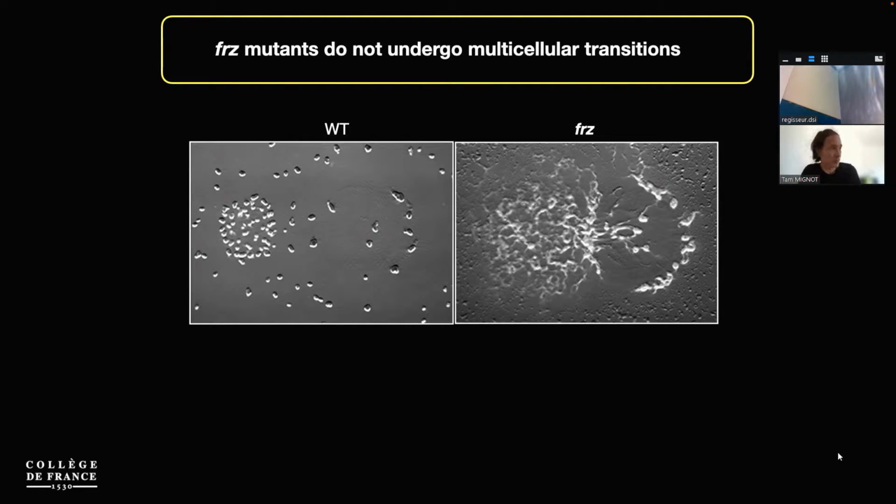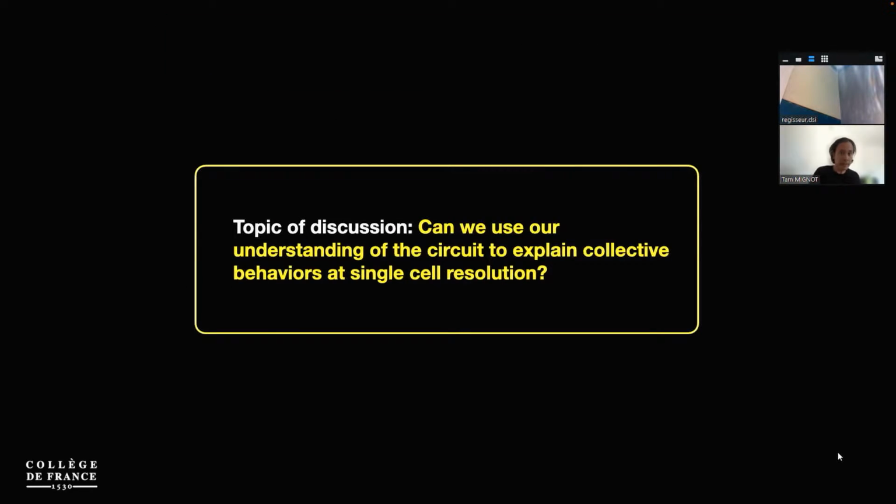So really, I think I've basically set the basis for the topic of today's discussion, which is: can we use our understanding of that circuit I've just started to describe to explain collective behaviors at single cell resolution? But first, what we need to determine is what type of signals trigger reversal. And we've been searching for that signal for a long time until we ran an experiment, the type of which is shown on the screen.